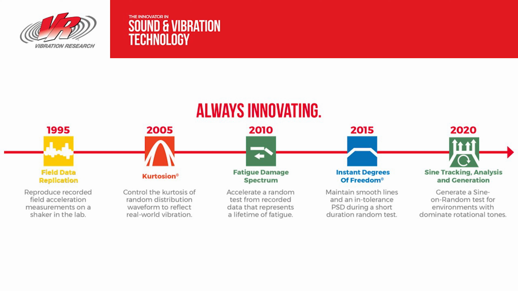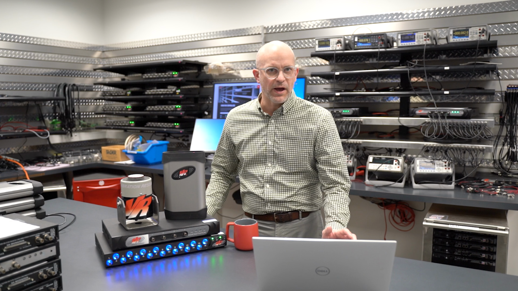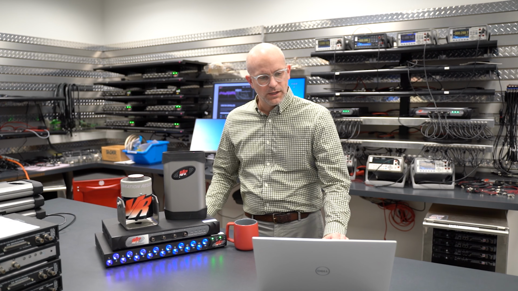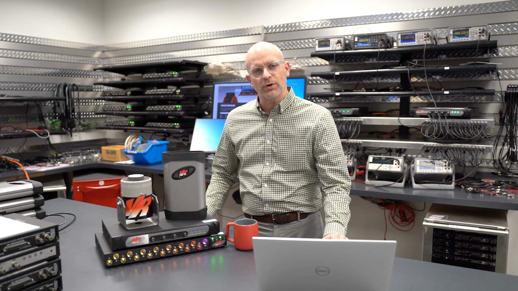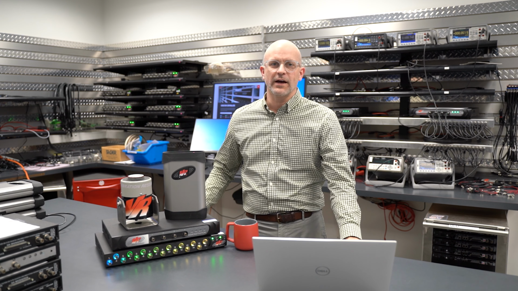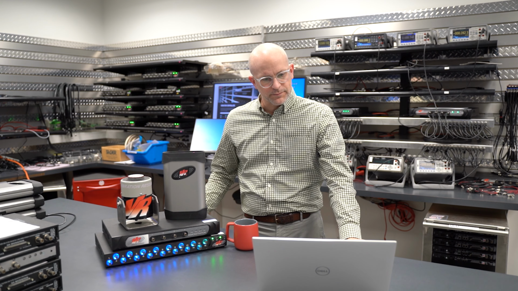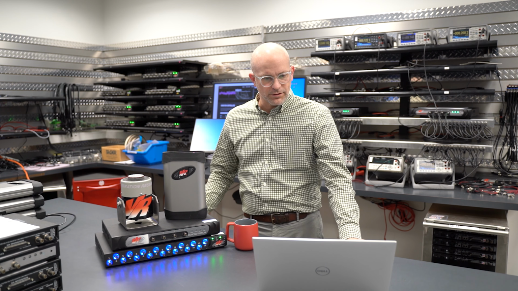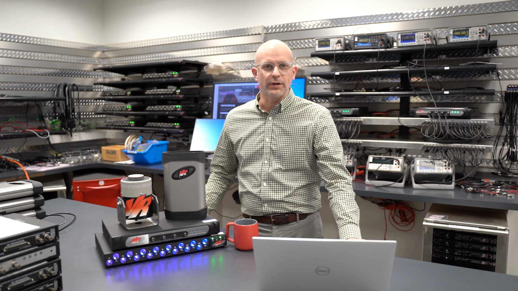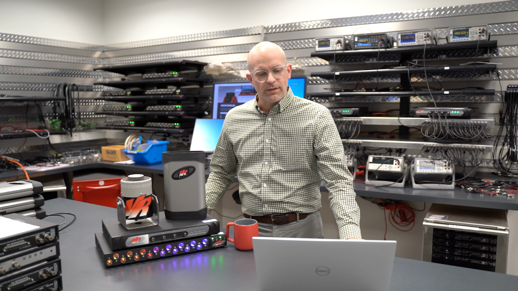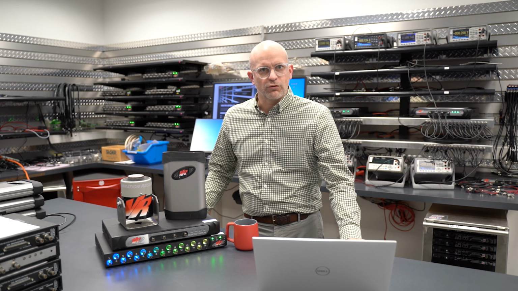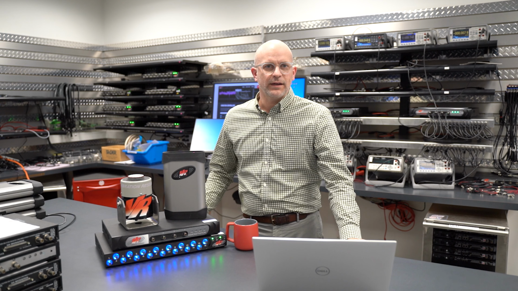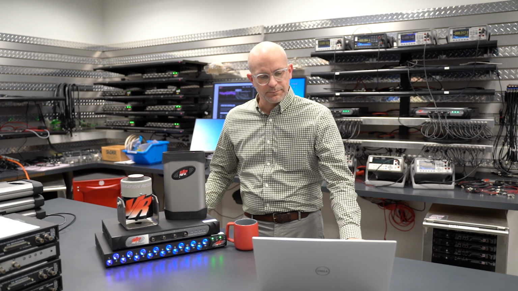Many of the other advancements we've made over the years would also include Kurtosion, getting those peak Gs back into a random test, fatigue damage spectrum, where you can equate how much fatigue a product sees in the real world and equating that to a random shaker test, as well as instant degrees of freedom, or IDOF as we call it, so you can more accurately and quickly get the random test up to level and see those smooth control lines that we all like to see for a high acceleration, short duration test.